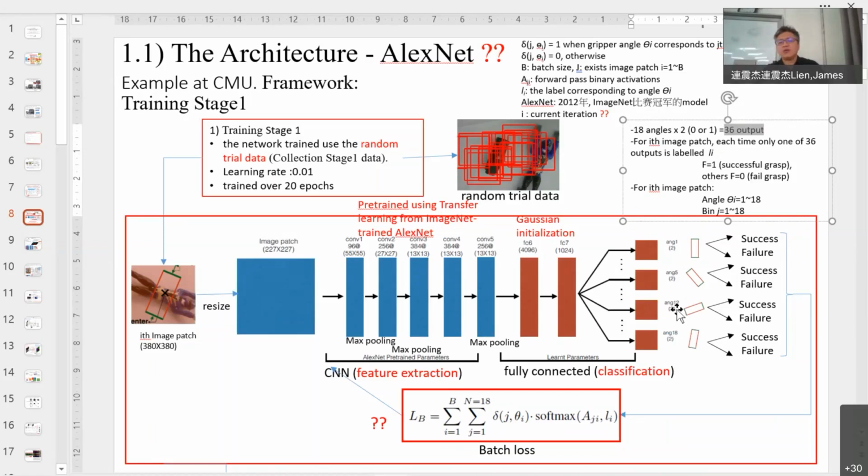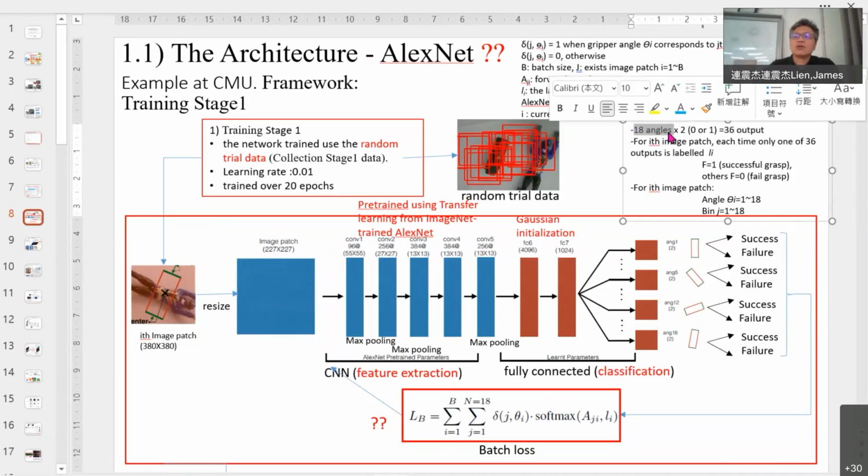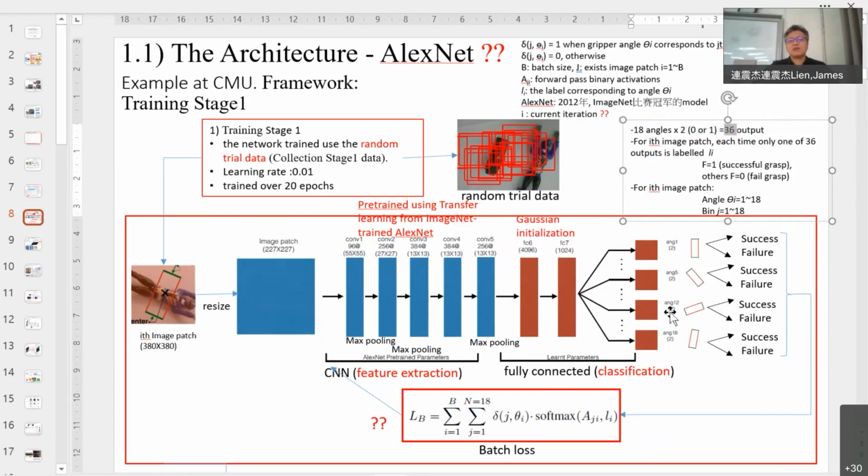But this older method is from a long time ago. At that time, because deep learning was not so powerful, we used the concept of classification. For 180 degrees, we use 10 degrees as one class, so in total we have 18 angles. 10 degrees becomes one class, one angle, times two classes: one is a success, you grab it, the other is a fail. So the total is 36 outputs here. So we improve the AlexNet.